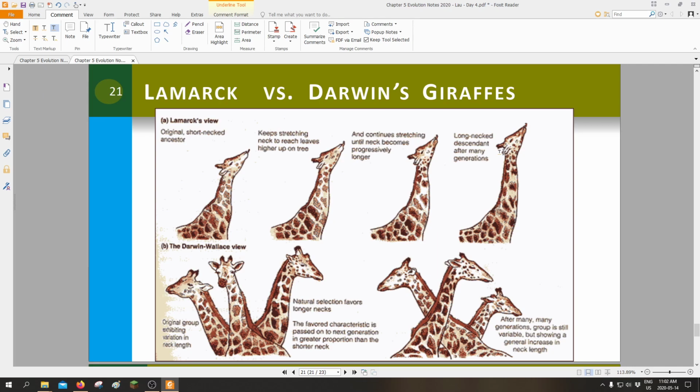For Darwin, originally all the short-necked giraffes had some variety in the length of the neck, and then natural selection naturally favors the longer necks because they had an advantage. Because they had an advantage, they were more likely to survive and reproduce, and because the longer-necked giraffes were able to survive and reproduce more, there were simply more offspring with the long neck DNA. And then over time, everybody had the long neck DNA.